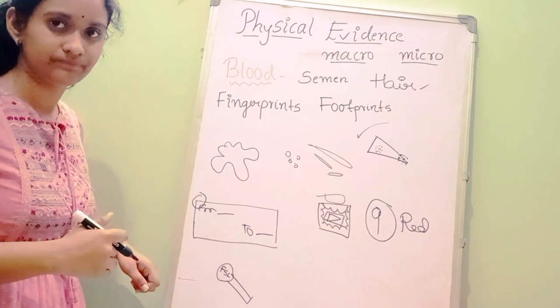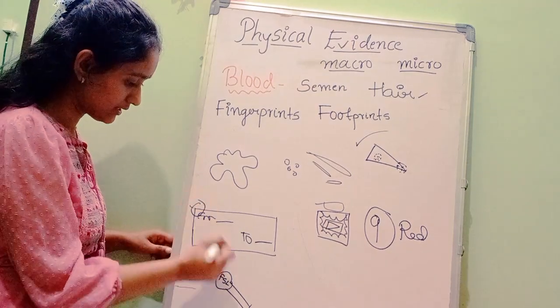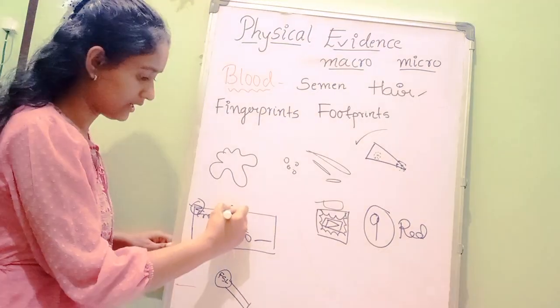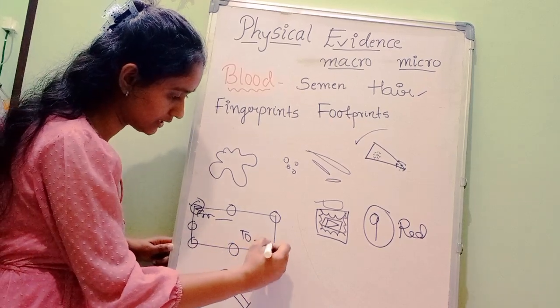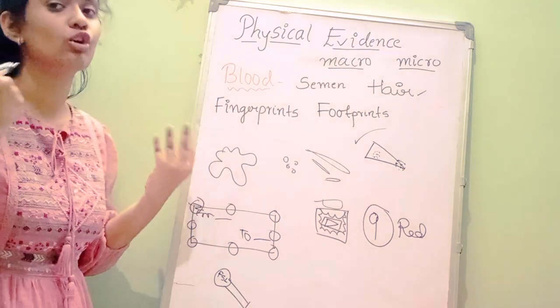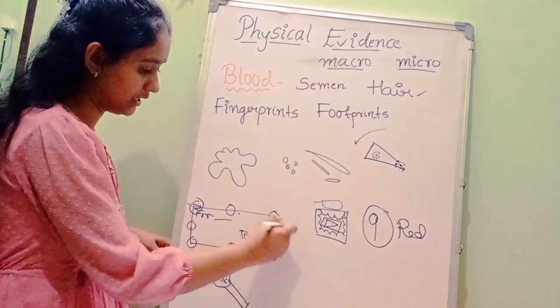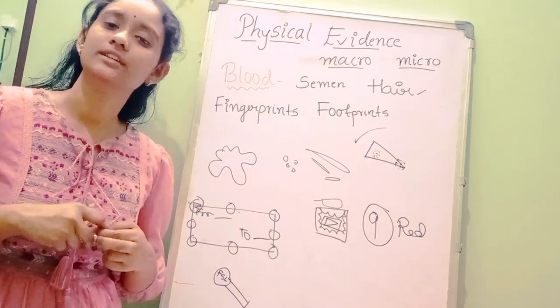They will keep the red color seal here, then they will keep the stamp on it, and like this you'll keep 9, one here, here, here and here. So you'll keep a total of 9 on the front side and also the back side. Then the 9 seals will be kept, and it is forwarded to the crime scene laboratories.